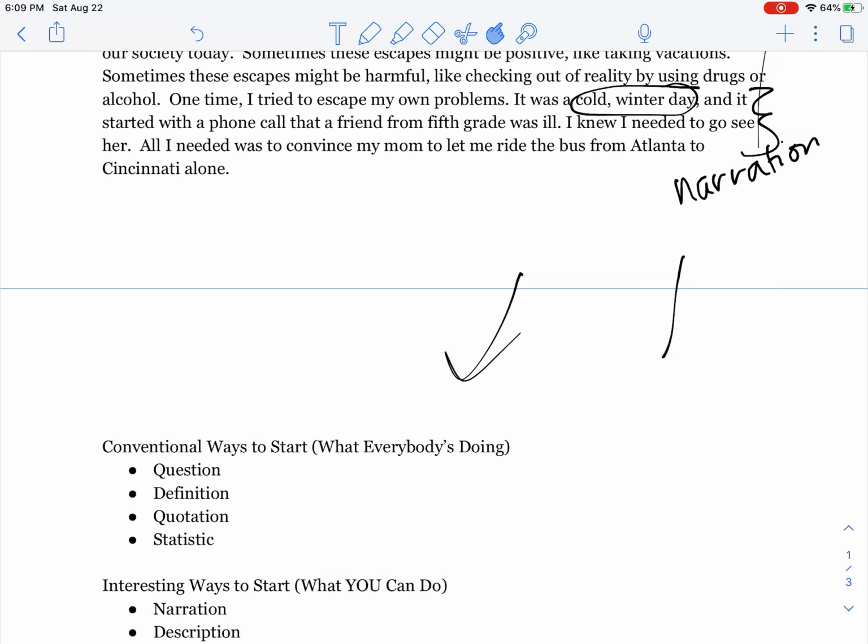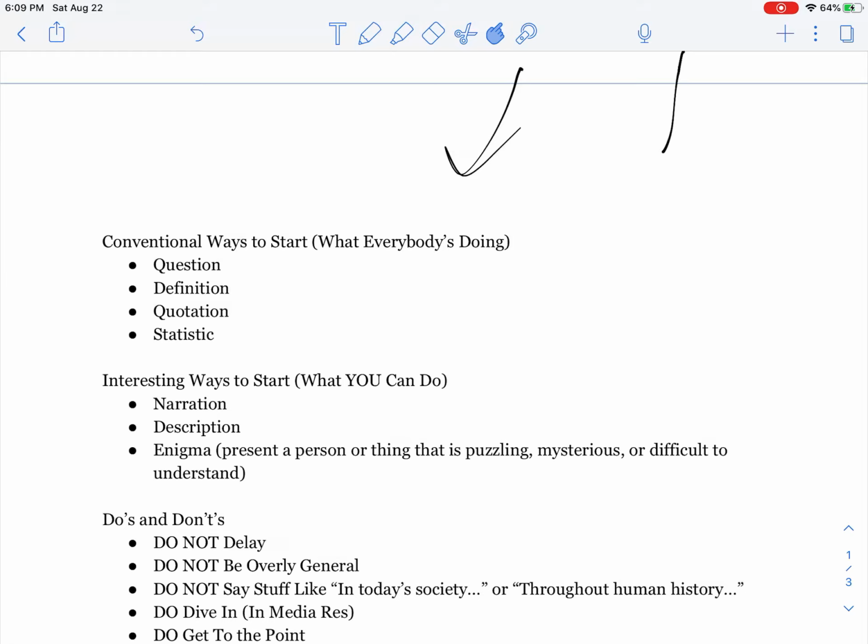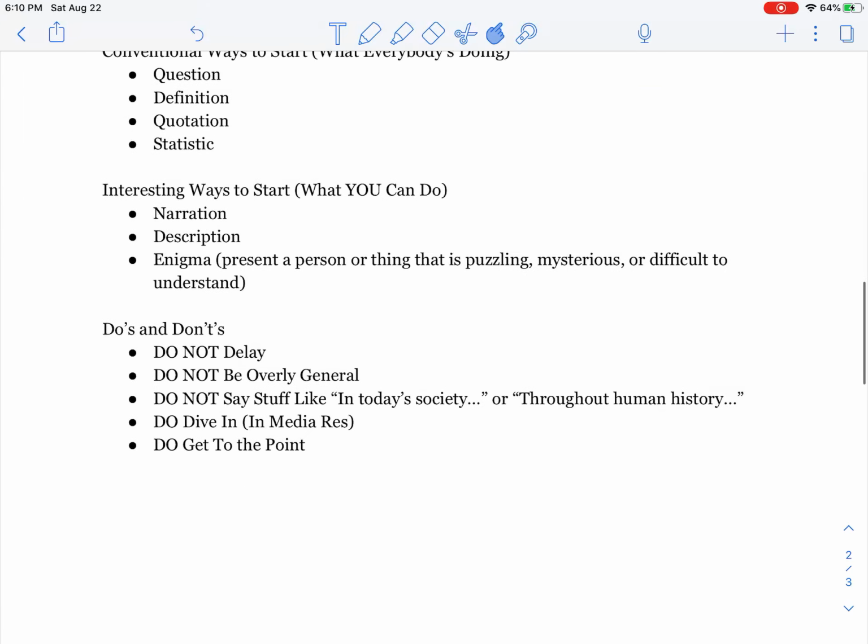But if you're wanting to razzle dazzle, some interesting ways to start are with narration or with a description. So imagery, using the 5 senses to describe what's going on. And enigma, present a person or a thing that's puzzling, mysterious, or difficult to understand. It's this concept that you're giving puzzle pieces. You're not telling the whole story. You are giving little pieces that make the reader want to fill in the puzzle and figure out what's going on in the story.